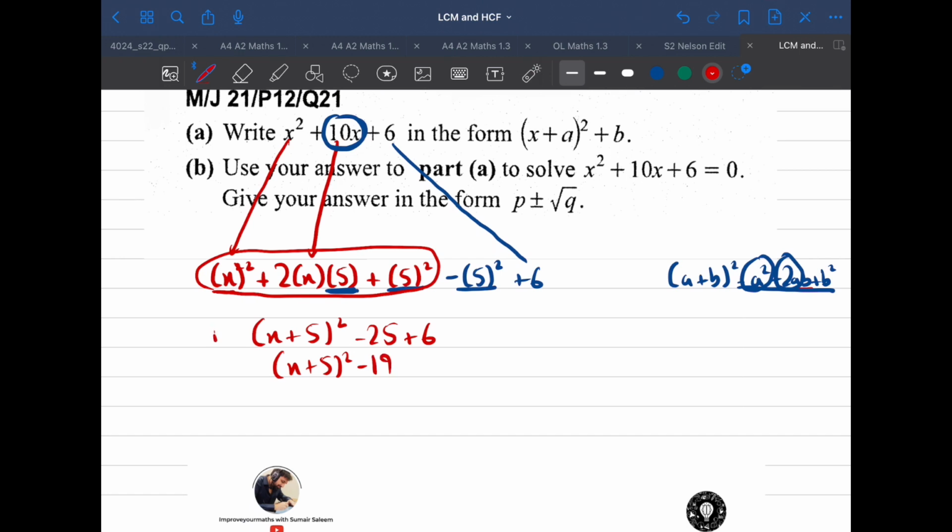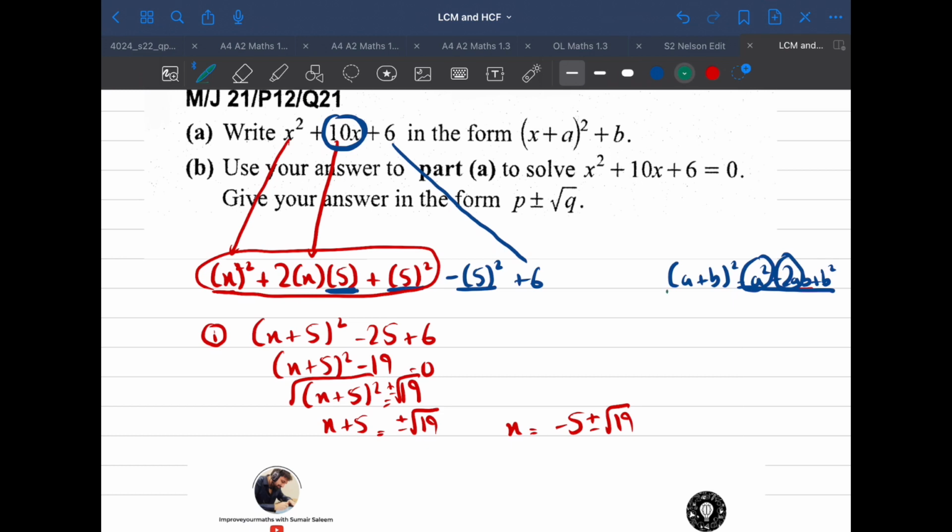So the first part is done. Now equate this to 0. So it's going to be (x plus 5) whole square is equal to 19. x plus 5 is equal to plus minus under root 19, right? Because of the square root. Now it's going to be x is equal to minus 5 plus minus under root 19. Do you get this?